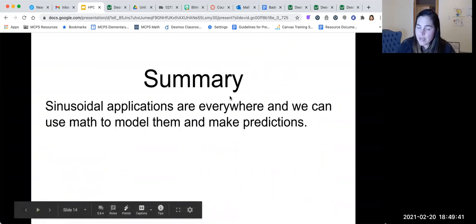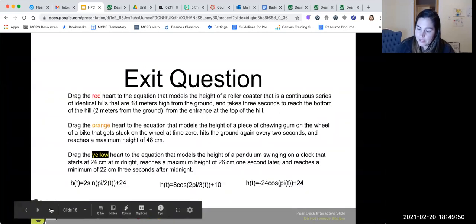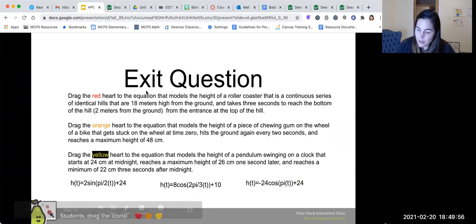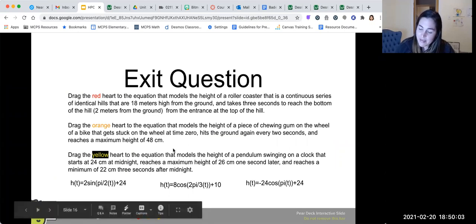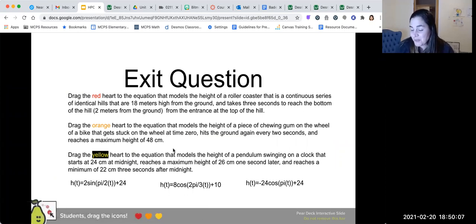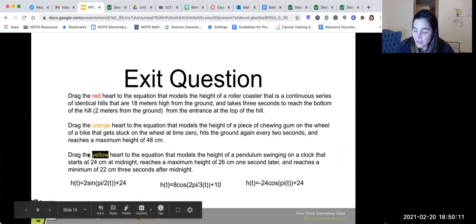Okay, so in summary, sinusoidal applications are everywhere, and we can use math to model them and make predictions. This was the exit question. So this was in Pear Deck. So you would drag the red heart to the equation that models this scenario, orange heart to the equation that models this scenario, and yellow heart to the equation that models the last scenario. So since you're watching the video, this wouldn't be something you'd be able to do here, but maybe you can match it, sort of thinking about it in your mind.